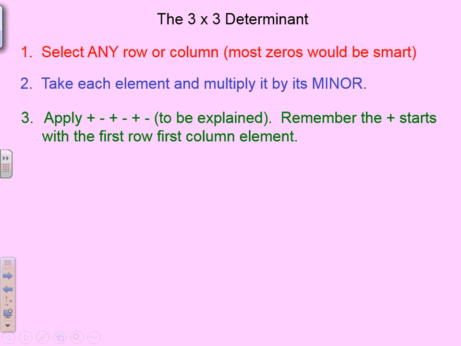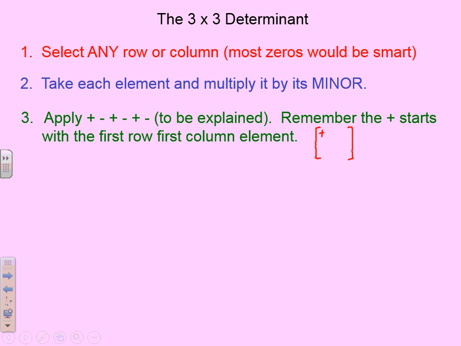Now, here where it says apply the plus minus thing to be explained, I'm going to explain that to you now. Whenever we're figuring out the determinant of a 3 by 3 matrix, we wind up looking at an array of numbers. Because it's a 3 by 3 matrix, this array is also going to be 3 by 3, where starting at the top row, going left to right, and going down, whatever number is in row 1, column 1, I'm going to say it's a positive number, regardless of whatever actually is in the matrix. I'm going to treat that like a plus.